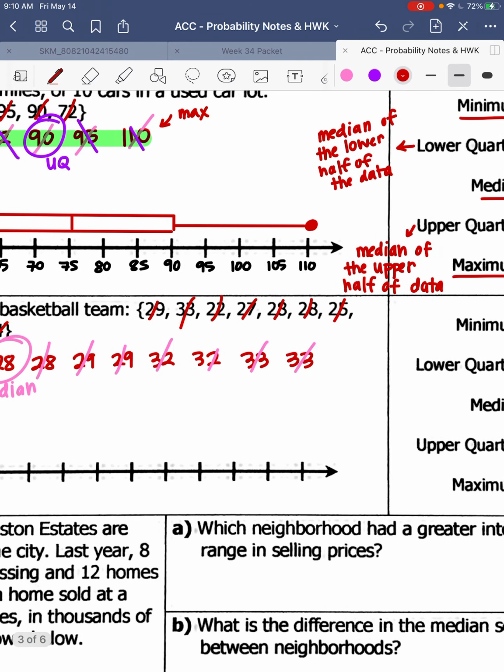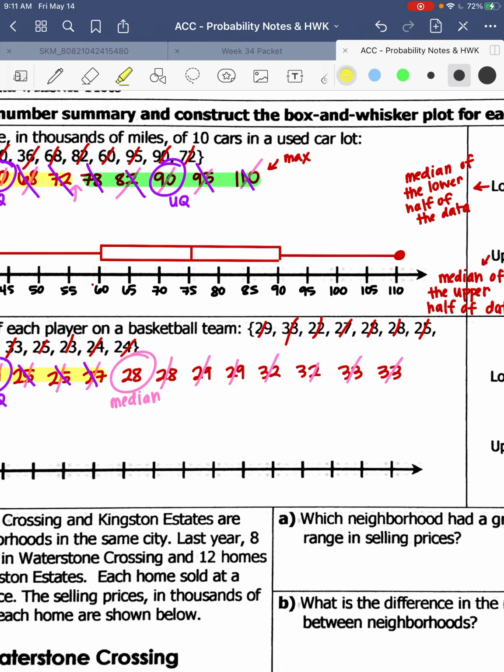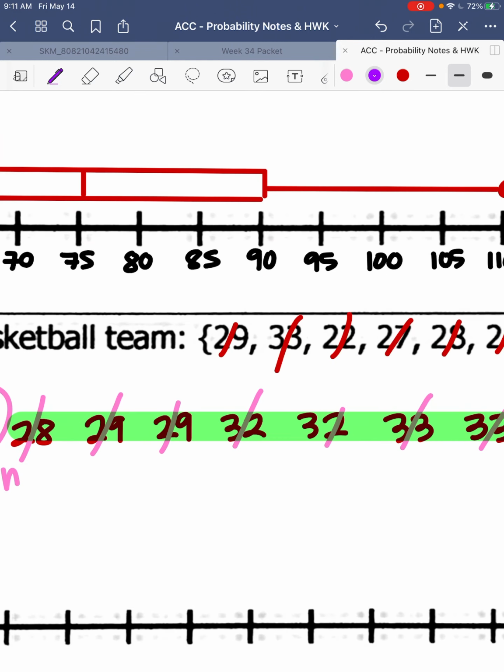Okay, now let's find our upper quartile. So same thing, just with the upper half of the data set. So everything above the median and up to the maximum. So I'm just going to cross off and work my way towards the center.